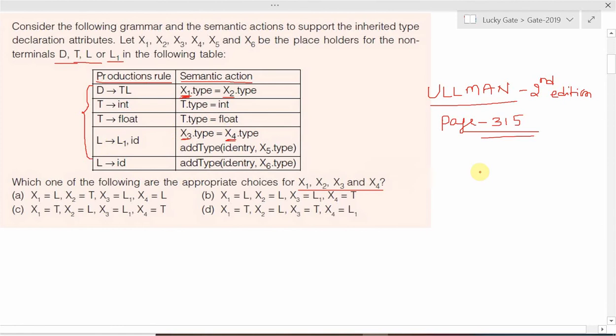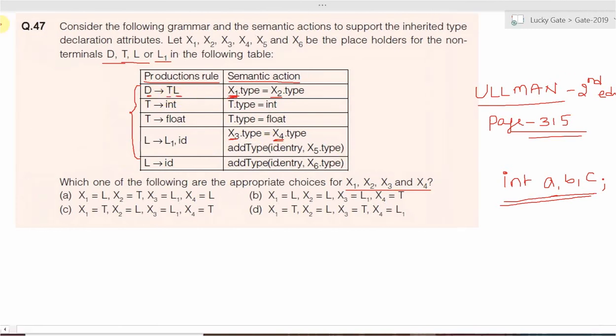Now understand how program variables are to be declared. Say integer a, b, c. This is a kind of declaration, meaning there is a grammar for this kind of declaration. Here you observe D tends to TL. D is a declaration, T is a type, L is a list of identifiers.